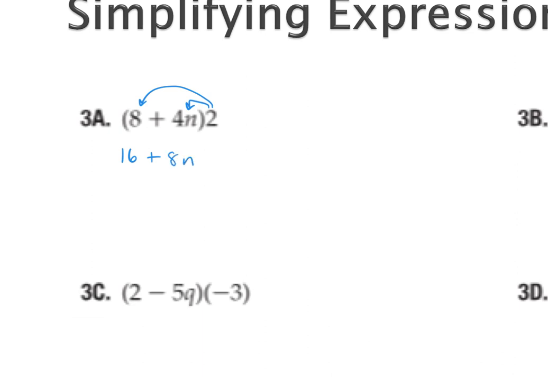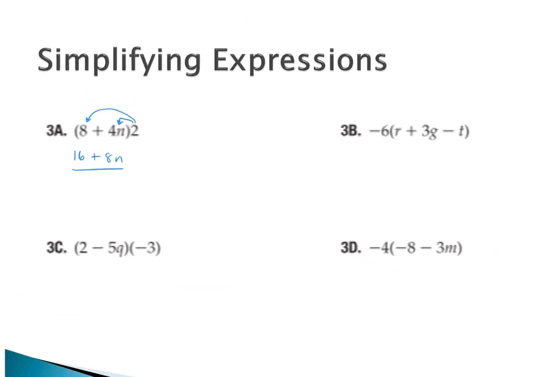Now remember, you can only combine like terms. Notice how the 16 and the 8n are not like terms. Okay, 16 is a constant, 8n is a variable term. They are not like terms, so that's as far as it goes. All right, let's go on to the next one.